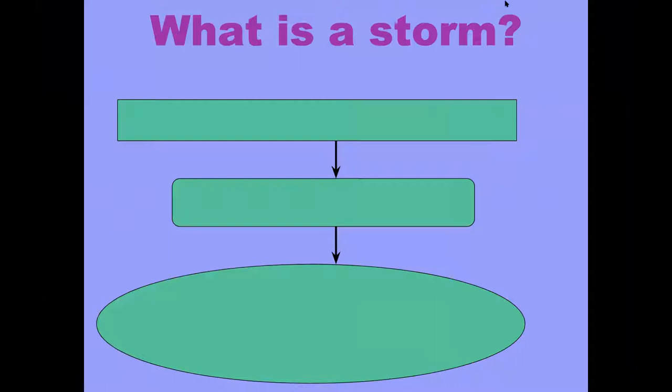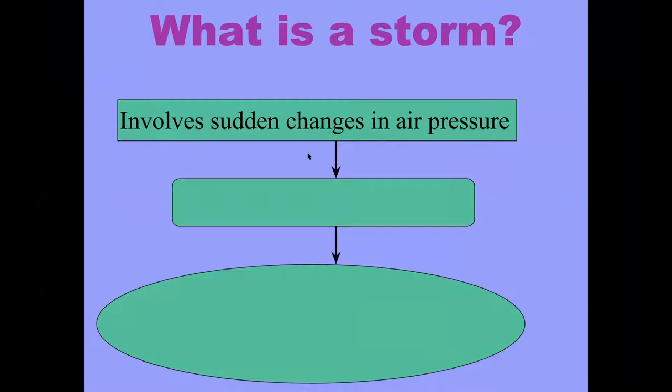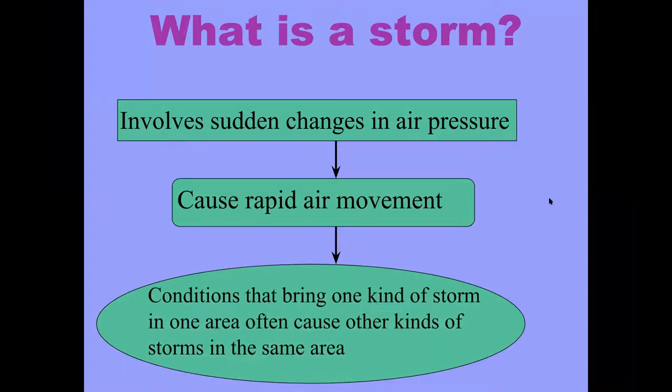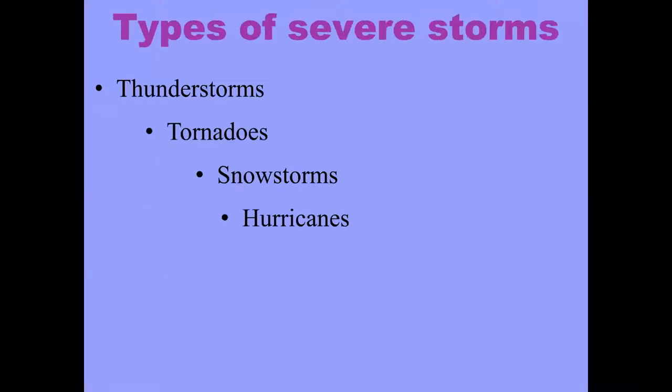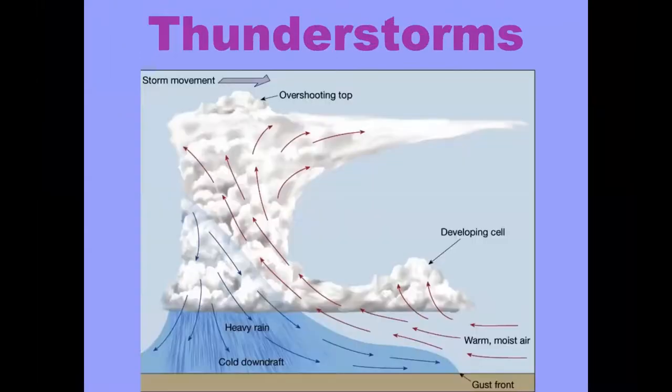Okay, we're talking about storms. And when we talk about a storm, we are actually talking about thunderstorms. We're talking about the tornado, and there usually has to be a sudden change in air pressure, which causes rapid air movement. Conditions that bring one kind of storm in one area often cause other kinds of storms in the same area. Major thunderstorms create tornadoes. And of course, Ms. Ramirez has already taught you a little bit about hurricanes.